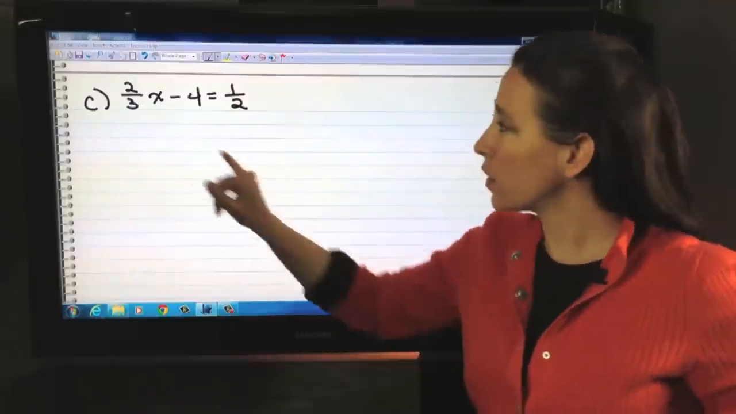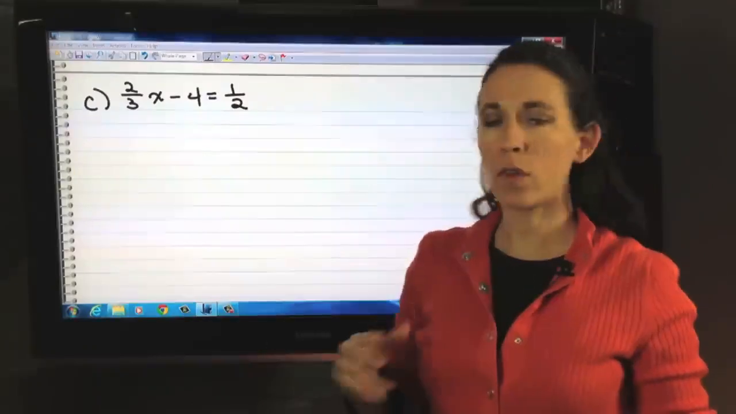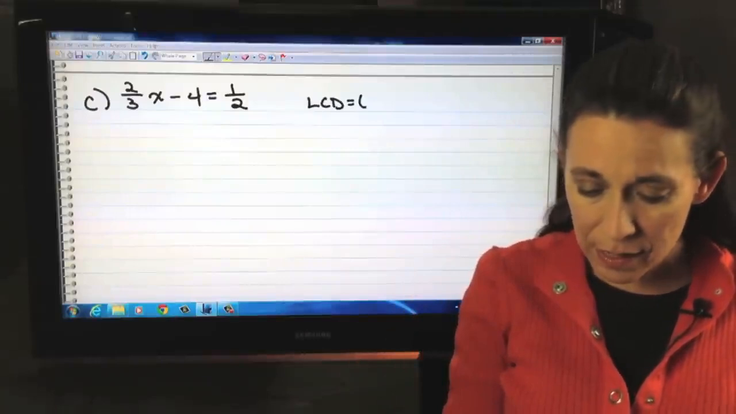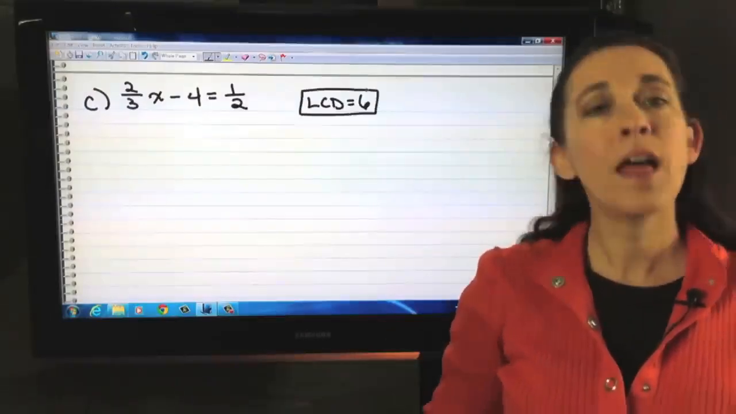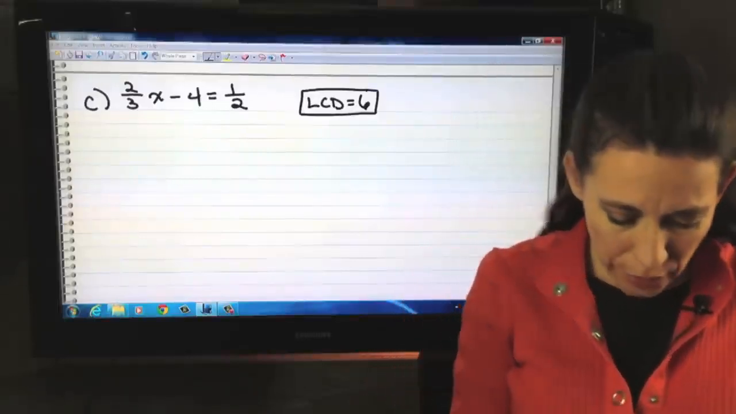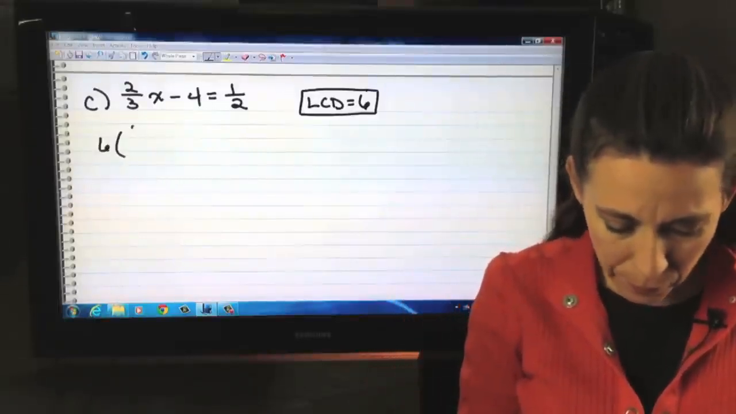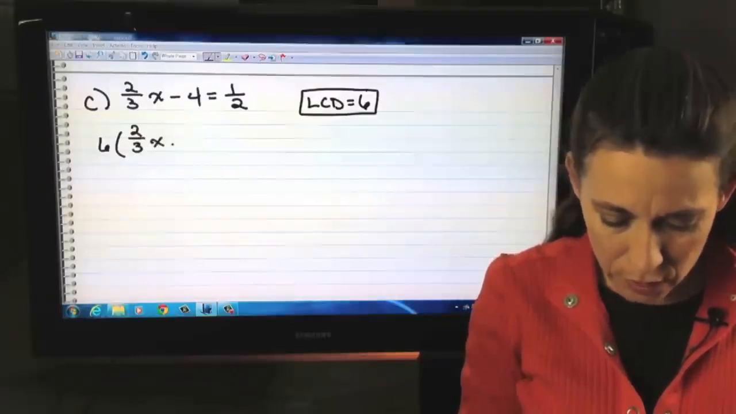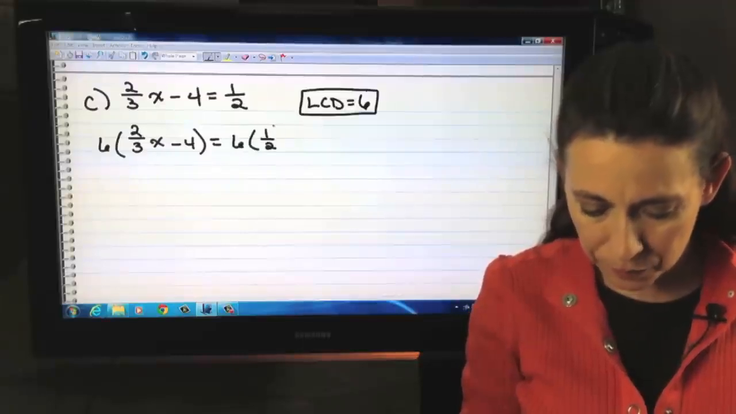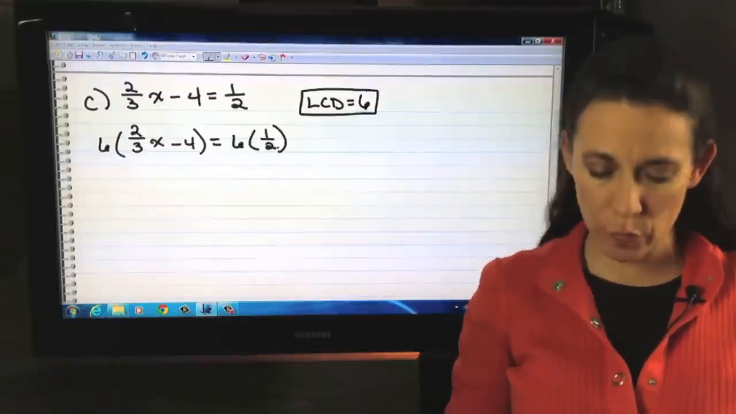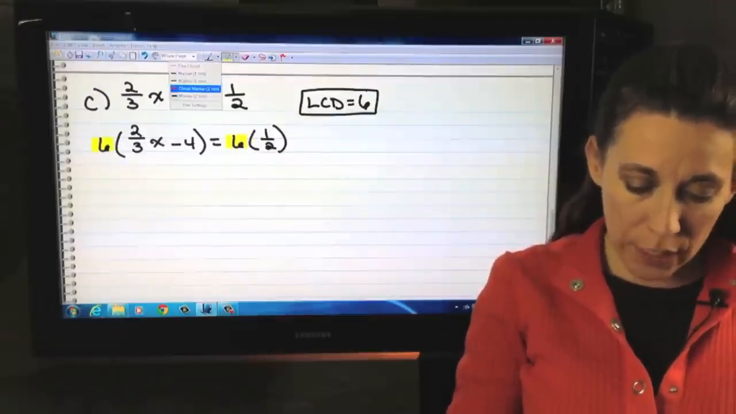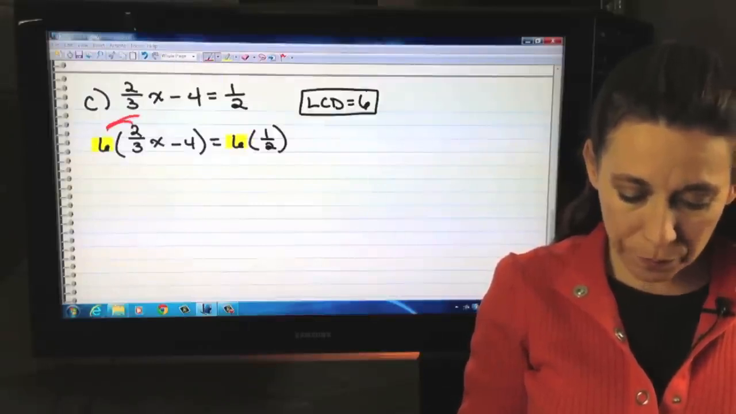So what you need to do to figure out how to undo that fraction is ask what undoes division? Multiplication. So let's take a look at the least common denominator of our two fractions here. Least common denominator would be 6. Now, what would we do with that 6? We're going to multiply to undo the division part. So if we multiply the left-hand side, there's our 2/3 x minus 4 by 6, and the right-hand side by 6. Basically, we're going to distribute. So again, we've multiplied the left-hand side by 6, the right-hand side by 6. But over here on the left, we're going to distribute.